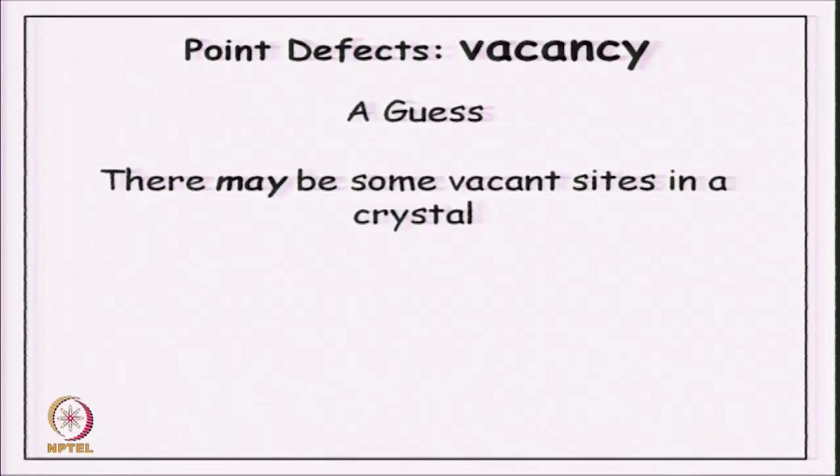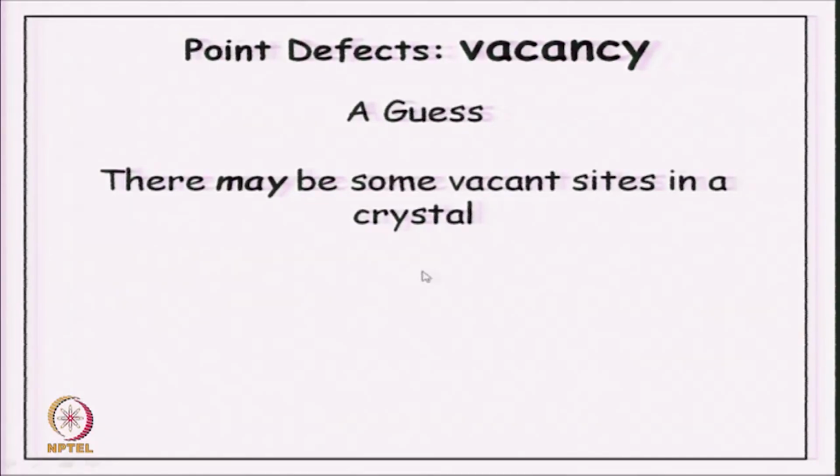In this video, we are going to discuss point defects. One of the most important point defects is simply a vacancy, and a vacancy is a vacant site in a crystal. So, we make a guess, let us say that there may be some vacant sites in a crystal, because nothing is really going to be perfect in our life, and so some defects can be there.